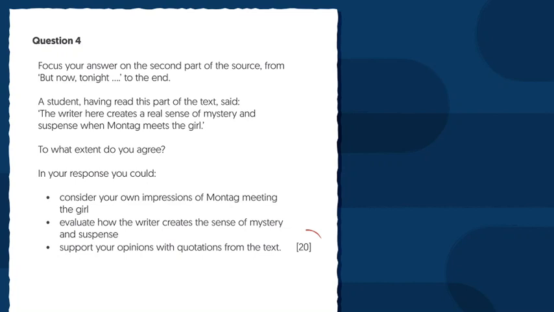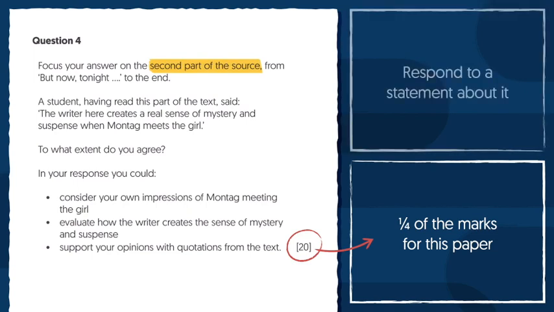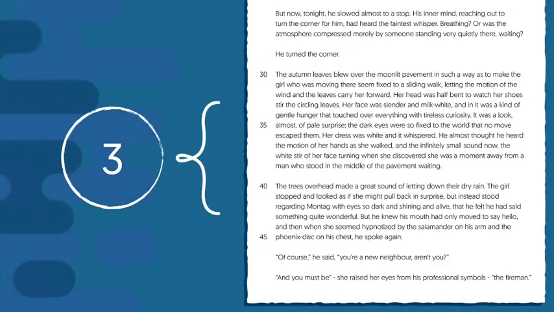Let's start by looking at a sample question. Remember, Question 4 is worth 20 marks, that's a quarter of the marks for this paper. You'll be given a section of the source text to focus on and asked to respond to a statement about it. In this example, the statement is that, in this extract, the writer creates a sense of mystery and suspense. You're then asked, to what extent do you agree? A good way to prepare and plan for this question is to pick out and highlight roughly 3 good chunks of the source to work with and focus on.